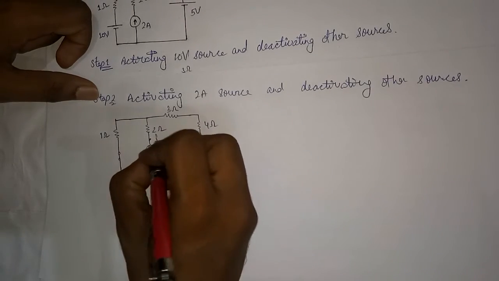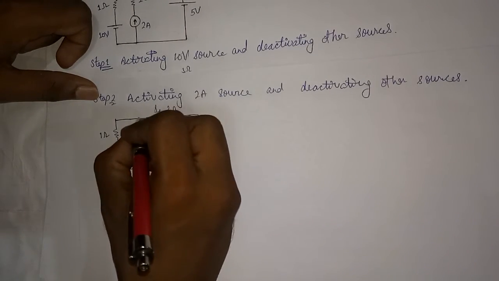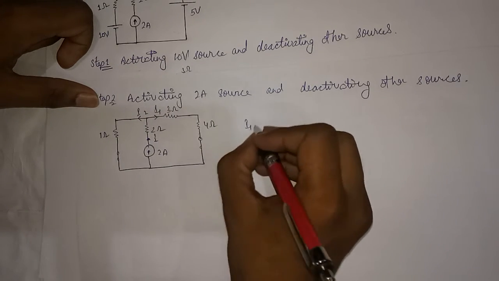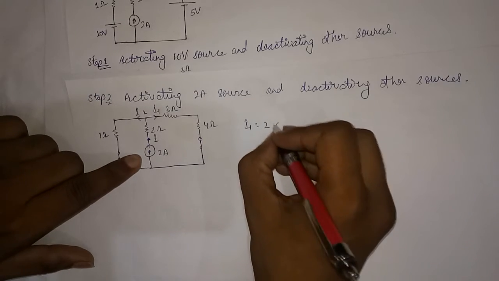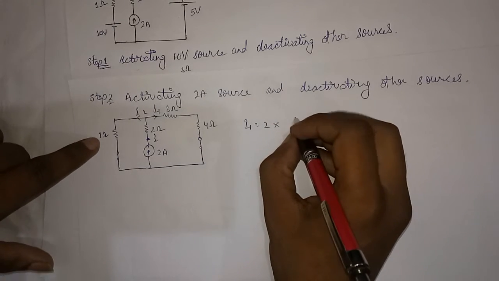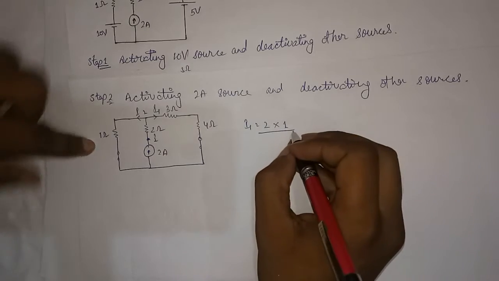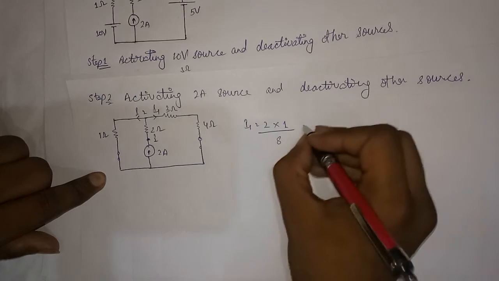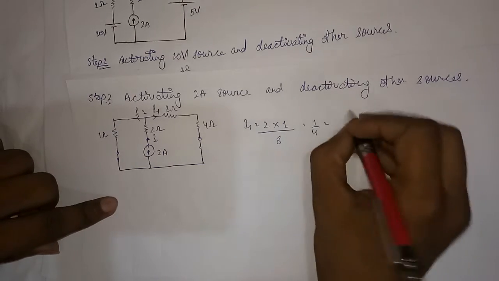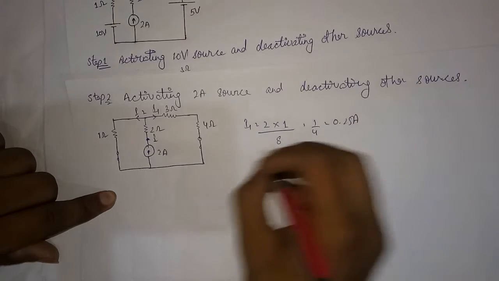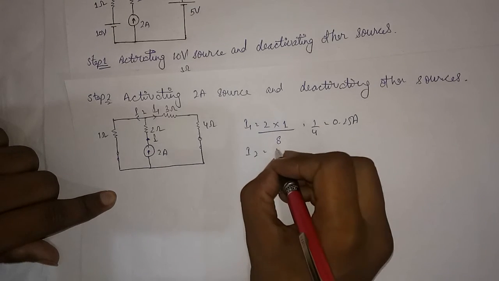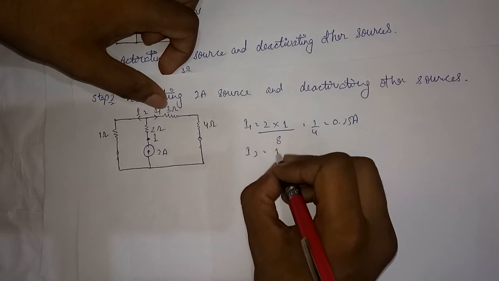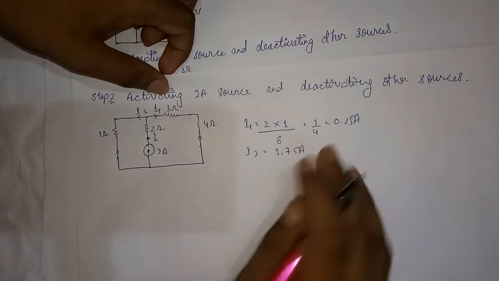So suppose this is current I, which is dividing into current I1 and current I2. So we will get current I1 is equal to total current 2 into resistance of opposite direction, that is 1, upon total resistance, that is 4 plus 3 plus 1, which is equal to 8. So we will get 1 by 4, which is equal to 0.25 ampere. So current I2 becomes total current minus I1, we will get 1.75 ampere.